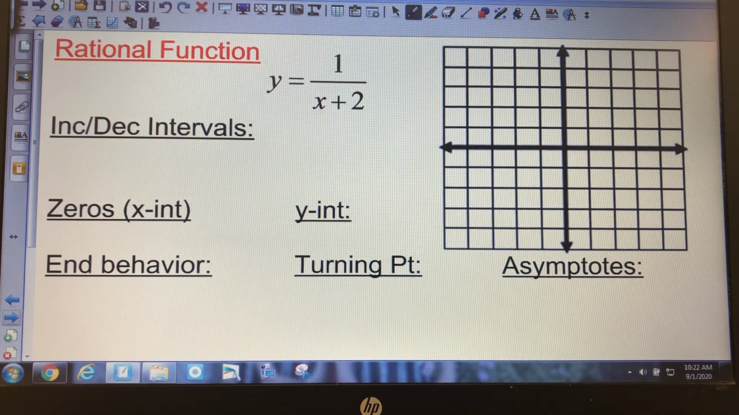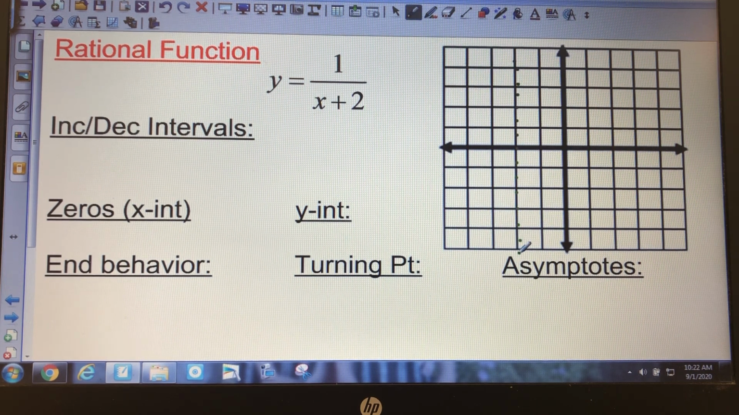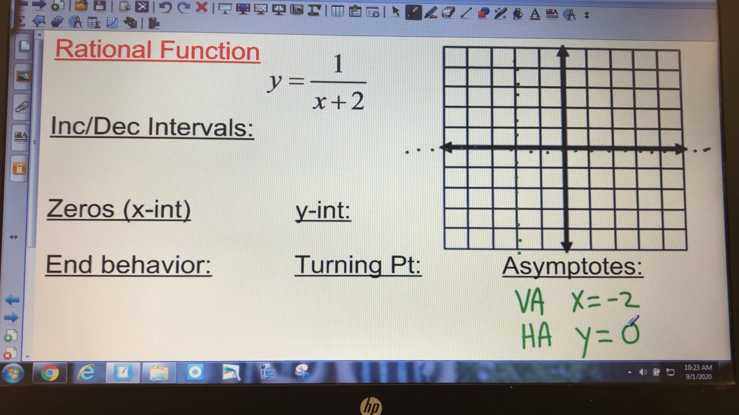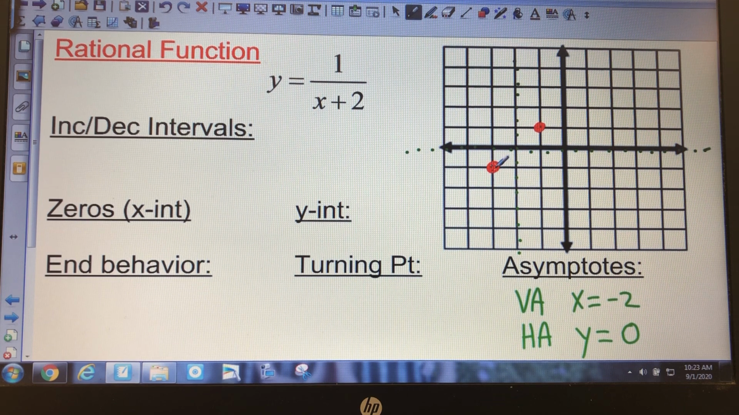All right, so now we get to the fun ones. The rational function, if we look at this one, hopefully you can tell that this one goes to the left 2. It doesn't go up or down. So there's your asymptotes. We've already talked about this. So your vertical asymptote, x equals -2. Your horizontal asymptote, y equals 0. Okay? So we get our 2 key points, and we draw our graph.